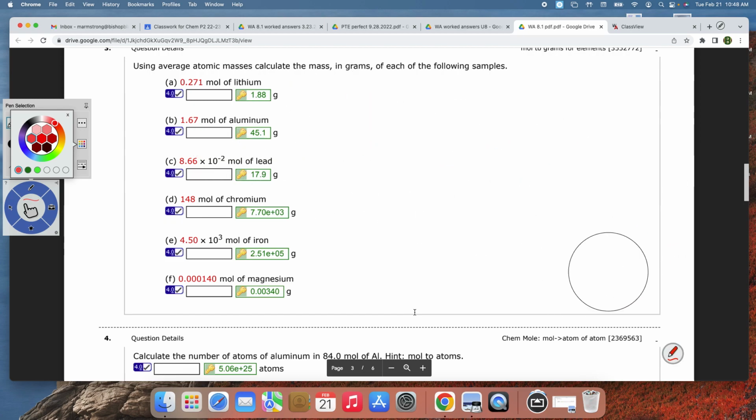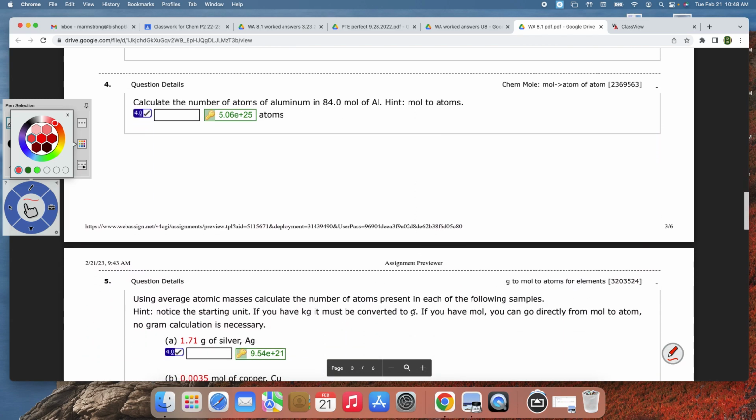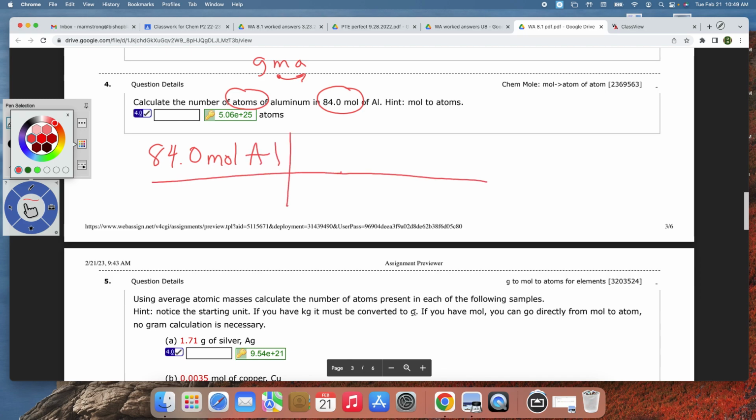So for all of these, you're going to multiply by the mass on the periodic table. Let's go to number 4. Calculate the number of atoms of aluminum in 84 moles of aluminum. There's a lot of repeating words in there. So we are given moles, and we're trying to go to atoms. Aha. So grams to moles to atoms. We're here at moles, and we're trying to go to atoms. So I'm going to write down 84.0 moles of aluminum. I don't need to look at any periodic table for this.